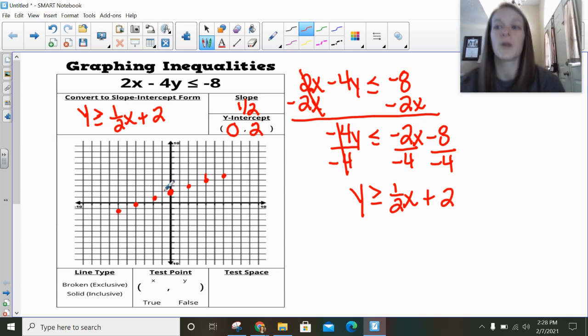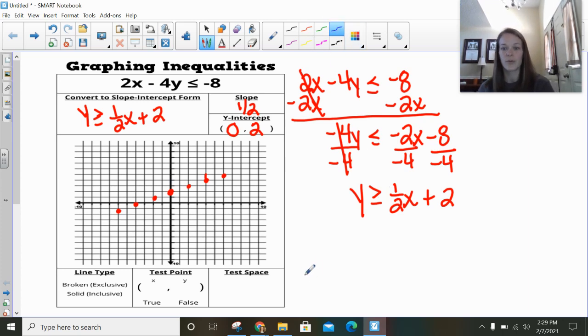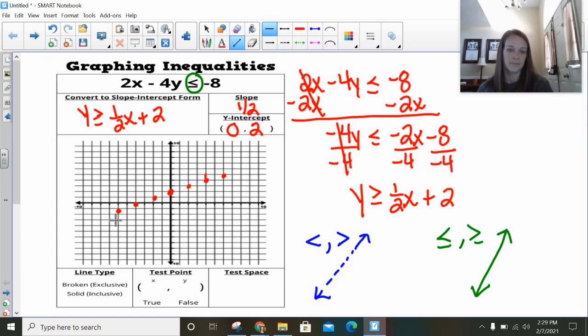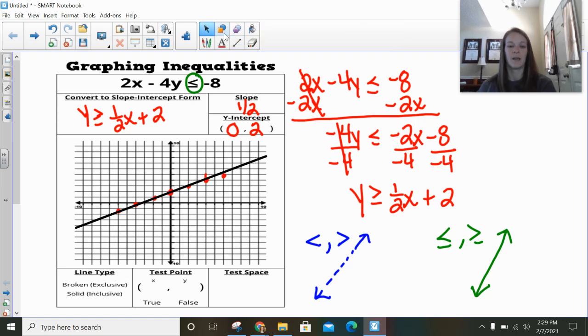Now before you draw your line, just as this sign tells you open circle, closed circle, on your paper you have notes. If it's like this, you're going to have a dashed line. If it has the lines up under it, that is when you will have your solid lines. So here I have this sign, so it's just going to be a solid line. Okay, so you have your line now on your graph.